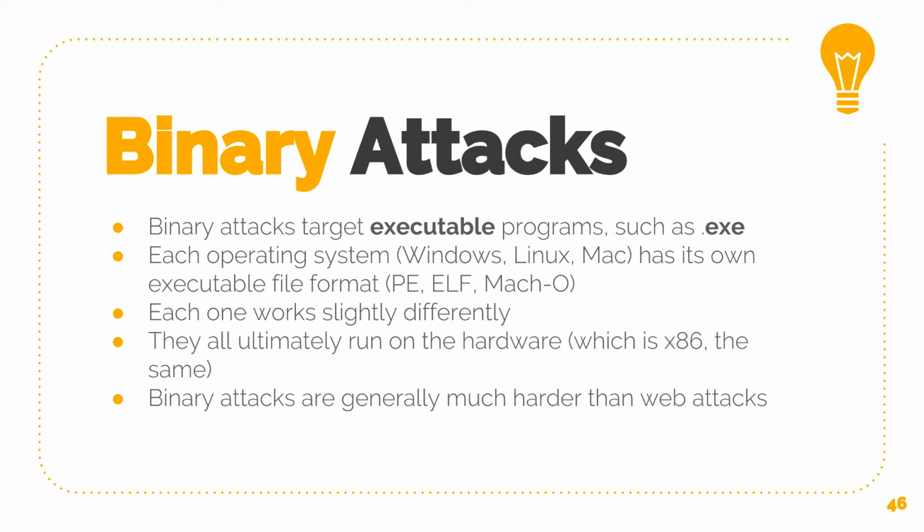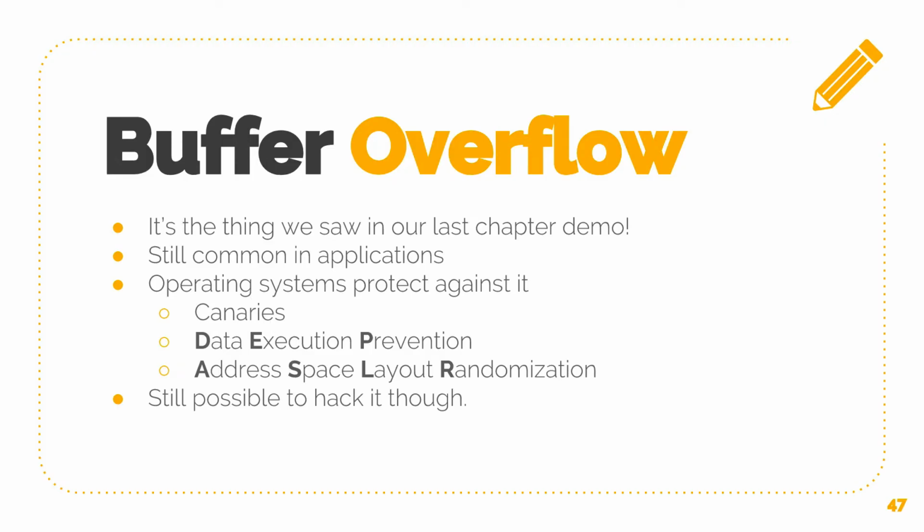The example of exploiting the buffer overflow that we saw in the C program before was an example of a binary attack. The first type of binary attack is a buffer overflow, the exact same thing that we saw. Operating systems generally protect against it using stack canaries. They use data execution prevention, DEP, or address space layout randomization, ASLR. But it's still possible to hack systems through buffer overflow, although it's very, very difficult for the attackers.